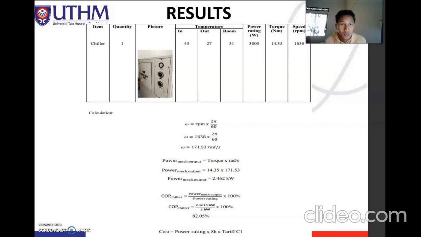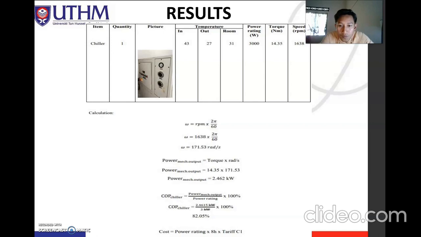So using the angular velocity formula, which is equal to RPM times 2 pi over 60, we obtain the speed amount 1638 and submit it into the formula. We get the angular velocity about 171.53 radian per second. And then the power mechanical output is equal to torque times radian per second. So the power mechanical output can be calculated using the torque, which is 14.35, times 171.53, which is the angular velocity, and the power mechanical output is 2.462 kilowatt.